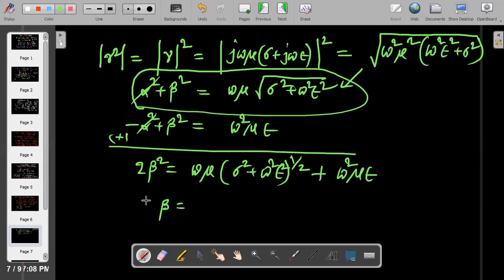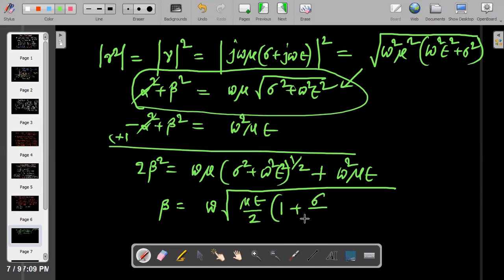I will share the notes with you on Tuesday. The steps are there. So it is anyhow simple, you follow that one. So beta you will get: omega into square root of mu into epsilon by 2, 1 plus sigma by omega into epsilon whole square, plus 1. Some students are confused with this one. Now this equation will come. Anyhow, this is very simple.